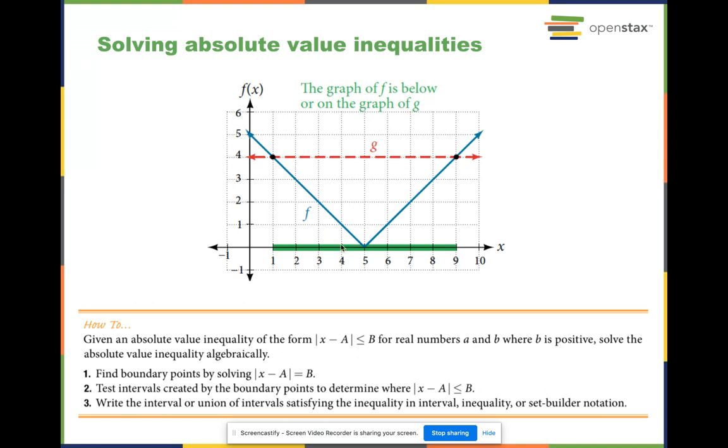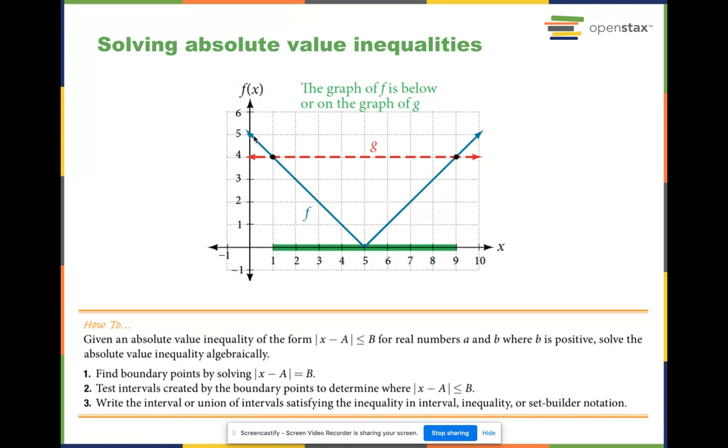Below that line, right? So this green interval down here on the x-axis between 1 and 9 would be where this absolute value function was less than 4, right? Or if we asked where is it greater, then we're asking for the intervals greater than 9 and less than 1, right? So that's kind of graphically what we're doing here.